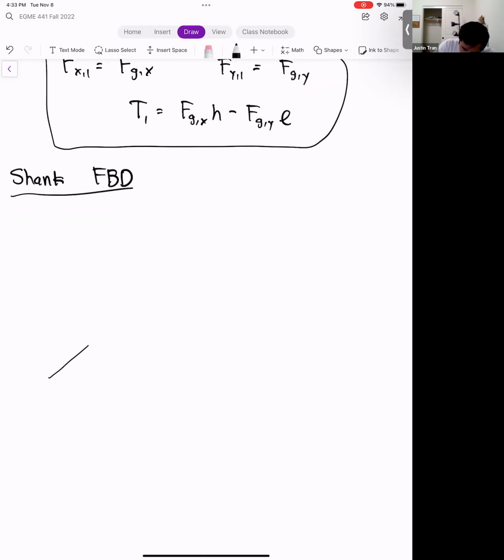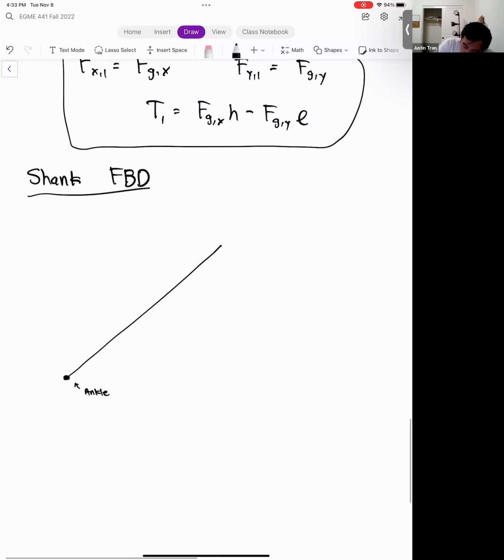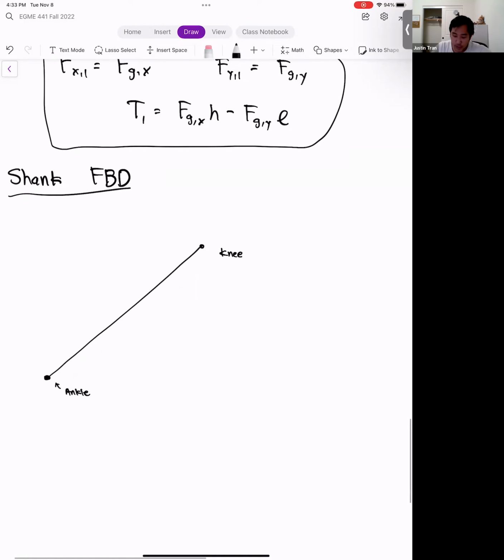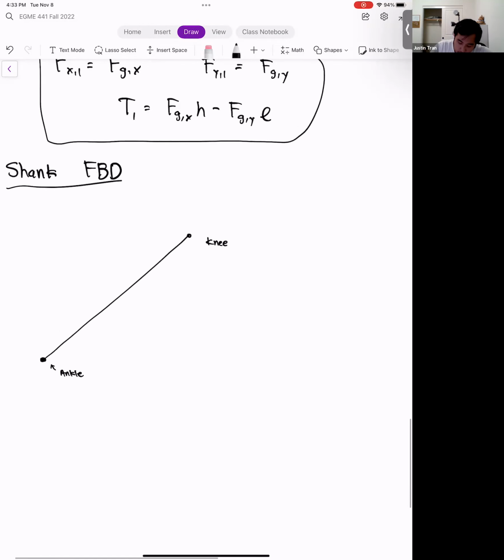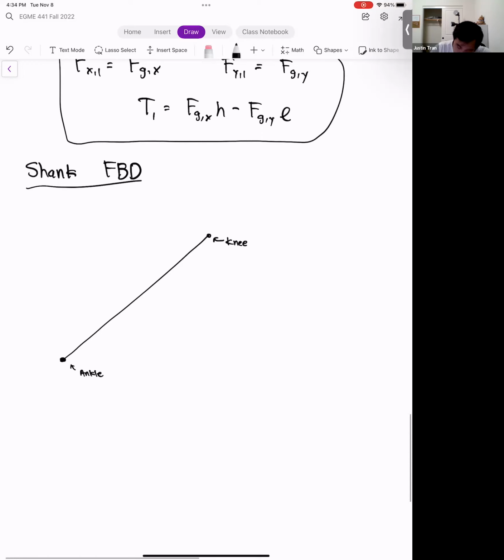Okay, so here's our shank. On the bottom here, we have the ankle joint, and up top here, we have the knee. The shank is right in between these 2. First thing I'm going to draw is the center of mass, and we'll assume the center of mass is right here.